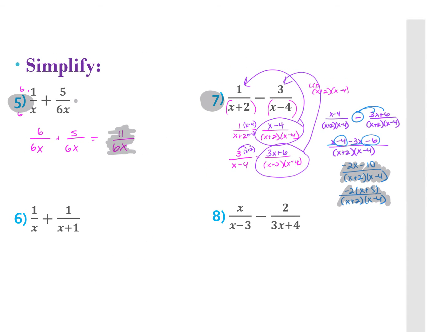So 6, the least common denominator would be x and x plus 1. You'd have to multiply again by what's missing. 7, least common denominator would be x minus 3 and 3x plus 4. Again, multiply out what's missing. I'll come back to this and I'll work it out on the video, but I want to make sure we're okay so far. Okay.